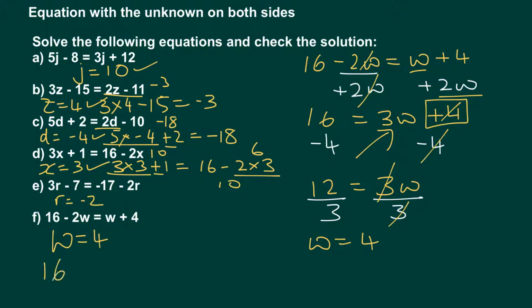And we can double check that by simply substituting it in. So we have 16 minus 2 times 4 is equal to 4 plus 4. 16 minus 2 times 4 is 8, which is equal to 4 plus 4, which is also 8. So we know that w equals 4 is the correct answer. Were you able to get the same answer there?